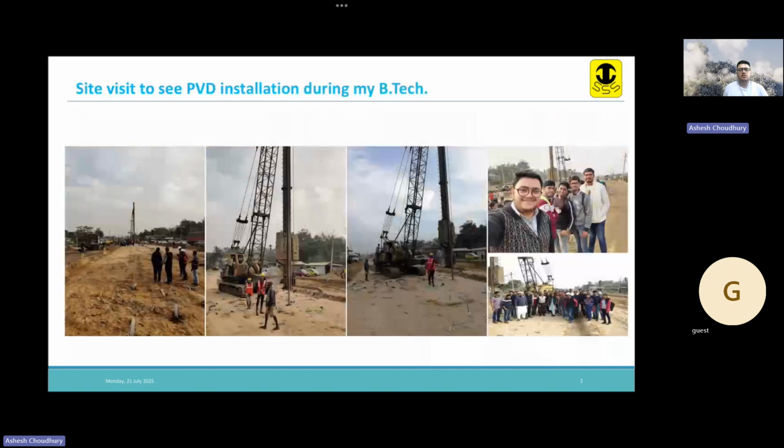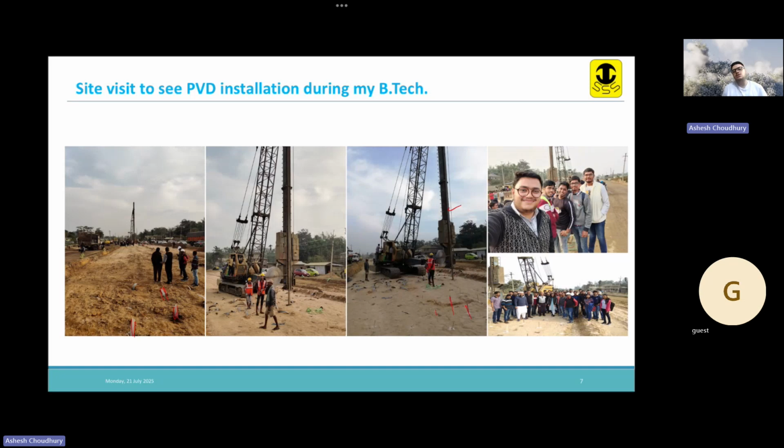Now, this was one of the site visits that we did during my BTech days, my undergraduate study days. So here we had an area where PVDs were used. You must have studied about sand drains, right? When you studied about consolidation, you should have studied about sand drains. So what do these PVDs do? These white stuff that you see here are nothing but the PVDs. These are the rigs that are used to install the PVDs.